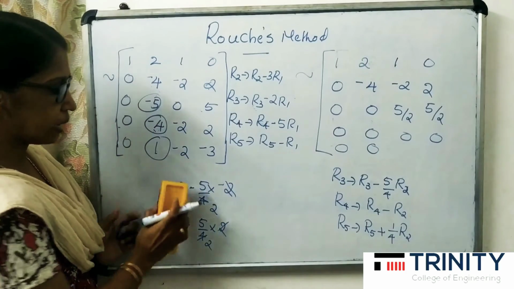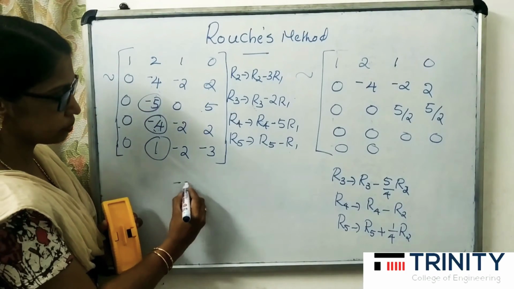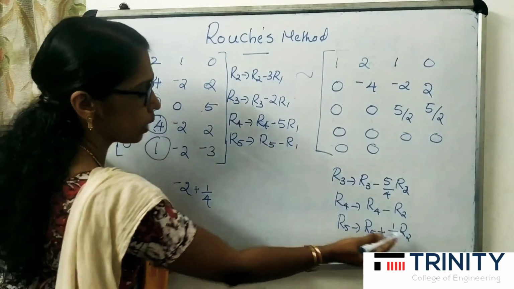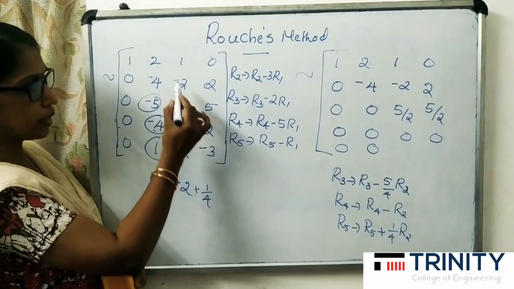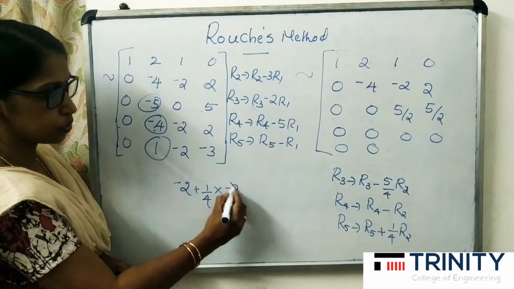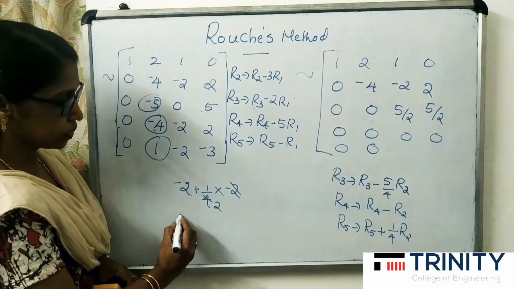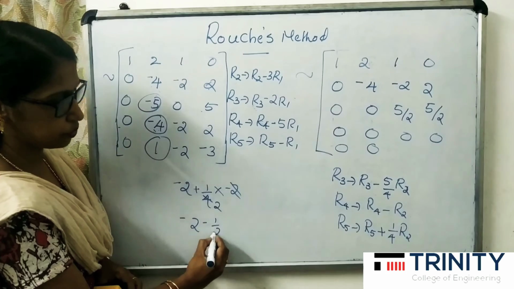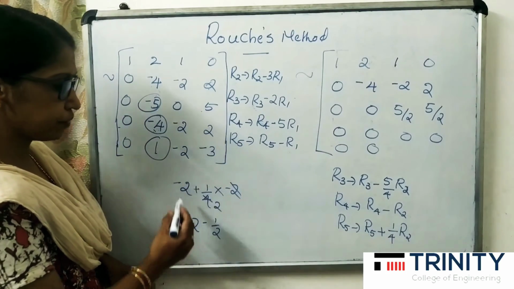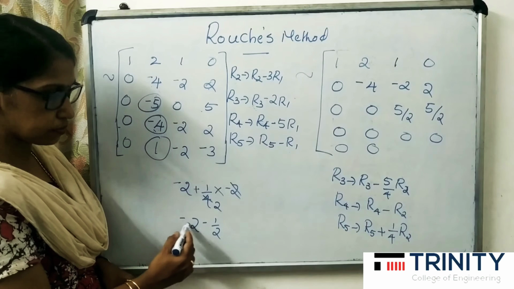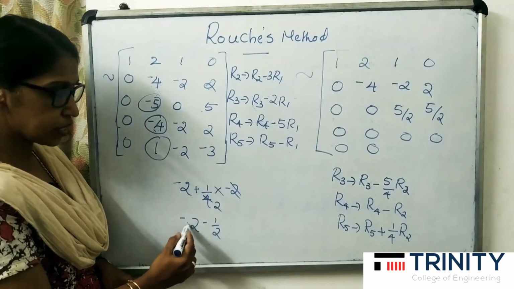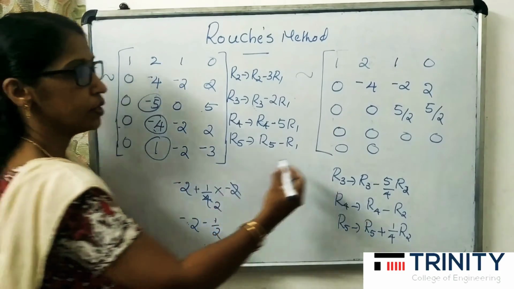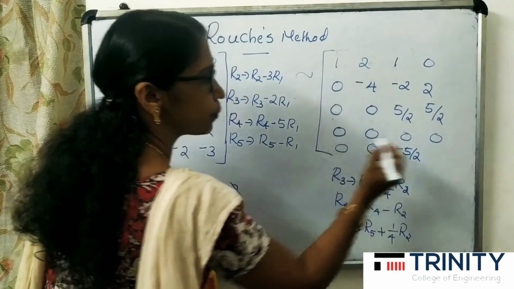And coming towards this element, minus 2. That is R5 is minus 2. Minus 2 plus 1 by 4 into R2, that is 1 by 4 into minus 2. Here 2. So that is minus 2 minus 1 by 2. Taking LCM, we get minus 4 minus 1 by 2. Minus 4 minus 1 is minus 5. So this element is minus 5 by 2.